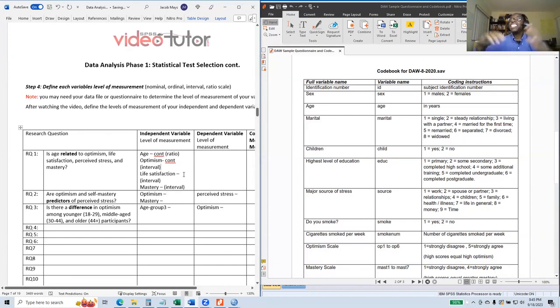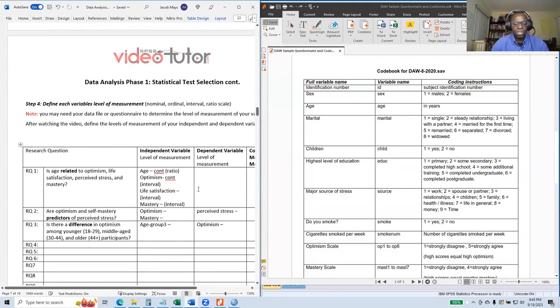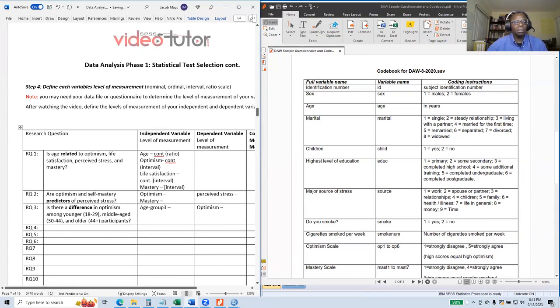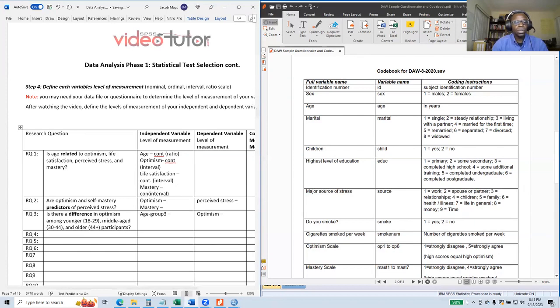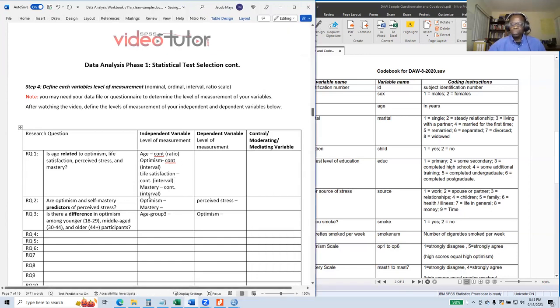Life satisfaction is another scale, so we're going to type in continuous and it's interval. Mastery scale is another scale, so it's going to be continuous and interval. And all of these, as we said before, are going to be independent because it's a relationship. Remember, when you see the word relationship, it's a bidirectional relationship. When you see the word predictor, it's a unidirectional relationship. Something is affecting another.